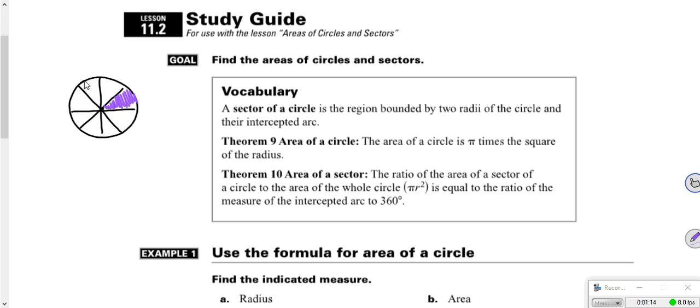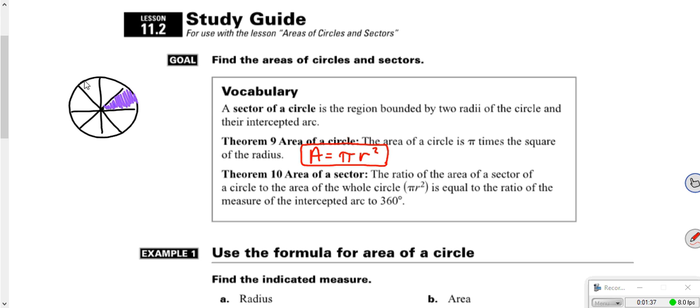Theorem 9 then says the area of a circle is pi times the square of the radius. And I think we all know that area is pi r squared. I think we're all pretty familiar with that, kind of like circumference is pi times diameter or 2 pi r. Area is pi r squared.